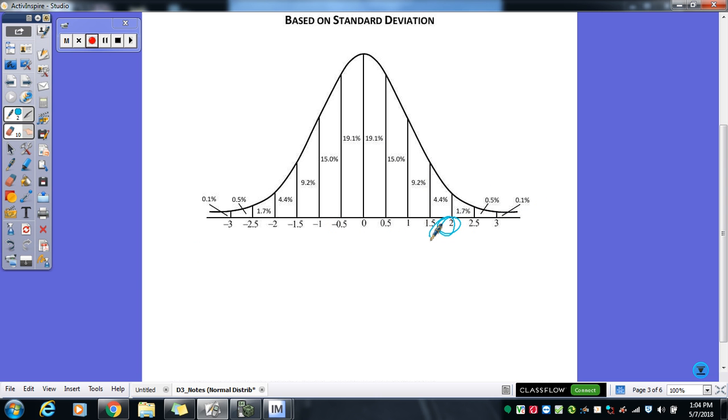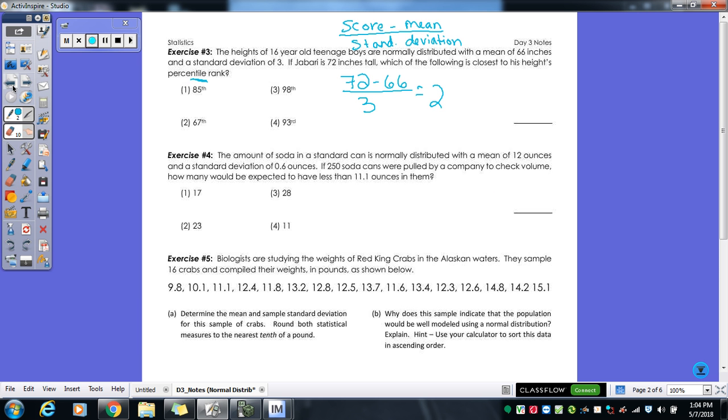So he's right here. We are looking for his percentile rank, which means we need all of those percentages to the left. But that's going to take a while. So we could add these ones on the right and subtract it from what? 100. So 100 minus 1.7 plus 0.5 plus 0.1. Let's see what we get. So it's the 98th percentile.